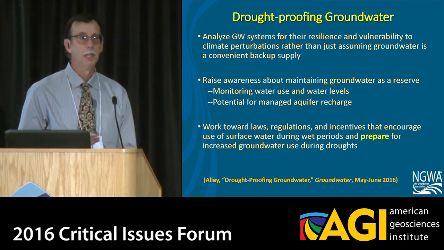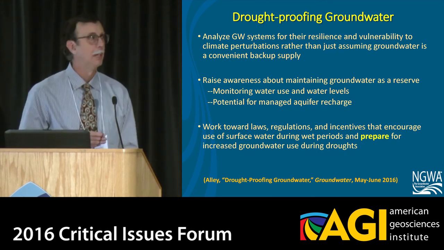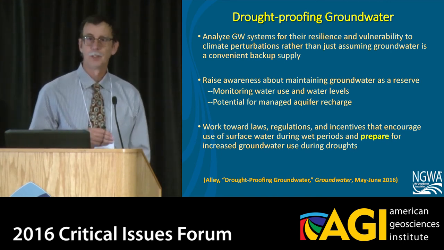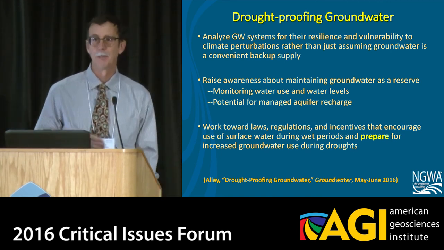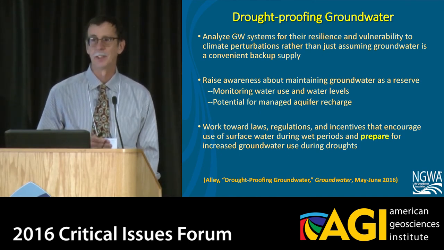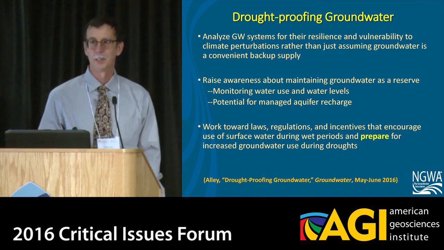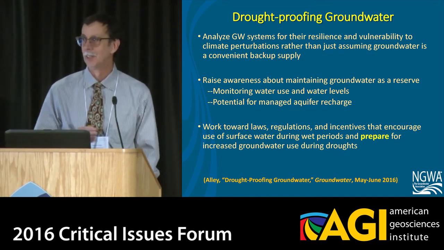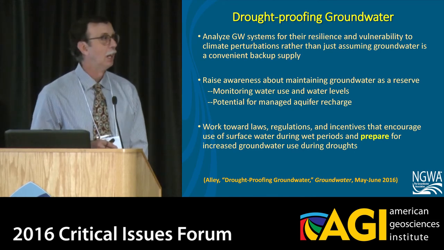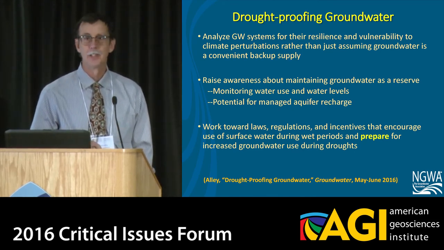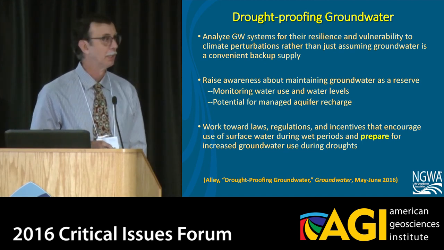And we need to raise awareness, in terms of the visibility we've talked about, maintaining groundwater as a reserve during wet periods. As soon as it starts raining, the New York Times stops covering groundwater in California, and they can all go back to knowing they're going to have their fruits and vegetables and everything's going to be okay. We need to maintain that awareness when it's raining. And monitoring is, of course, very important. And as already mentioned, managed aquifer recharge is very important in helping this.